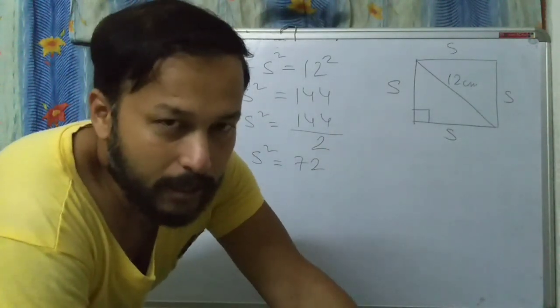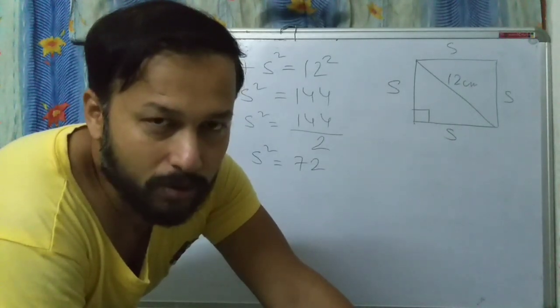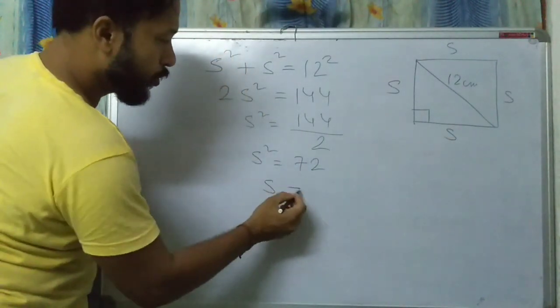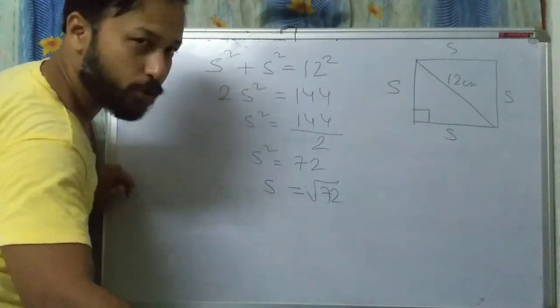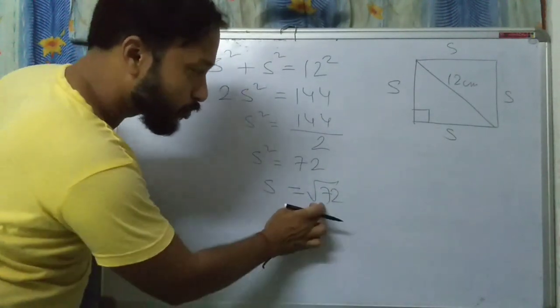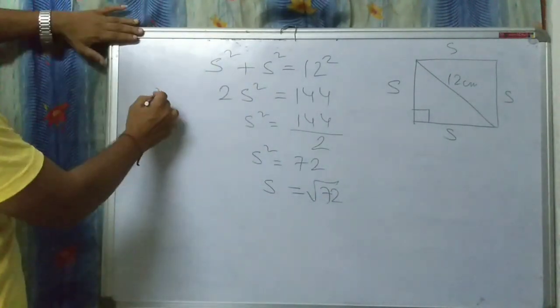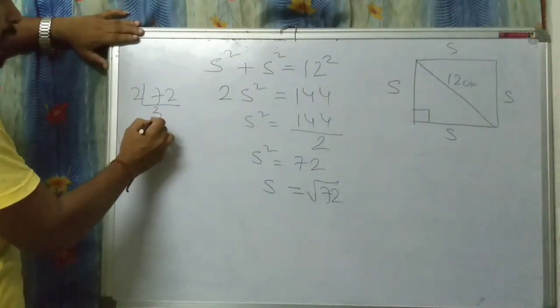Now, S equal to root over 72. Fine. Now let us find the square root of 72.